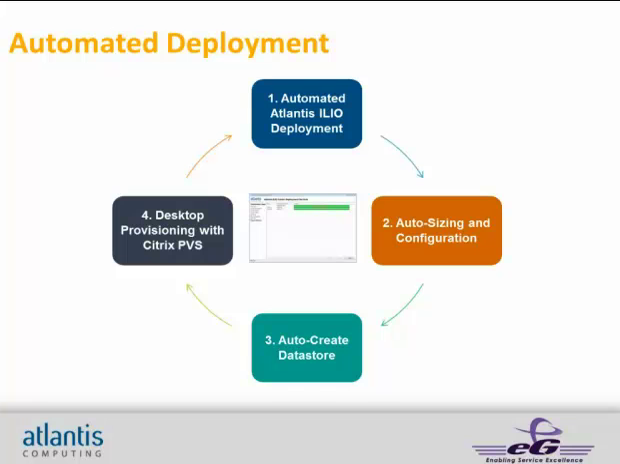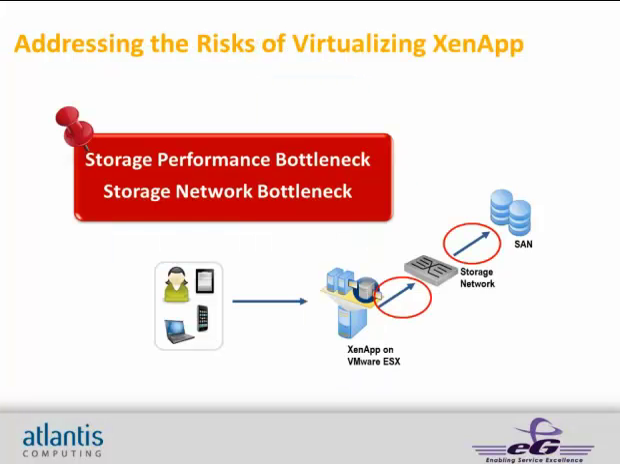And this is a four-step process. You run the utility, it automatically probes the virtual center, the virtualization infrastructure, figures out what resources are available, what the types of hosts are, and using that, it automatically calculates and sizes and configures itself. Once it's done that, it creates these NFS data stores that present themselves as storage. And finally, the next step, you can either provision XenApp with Citrix PVS or do full clones using the Atlantis ILIO fast clone technology.